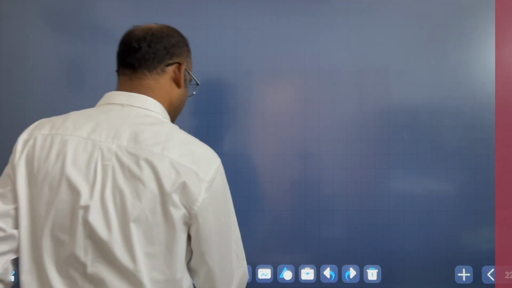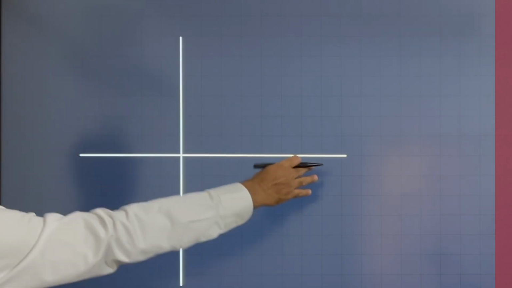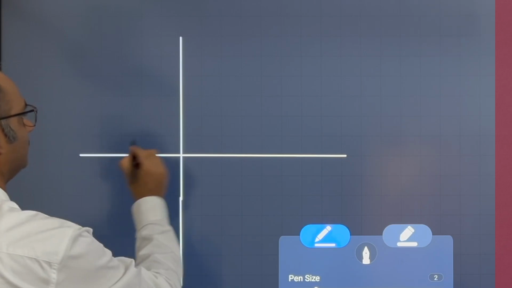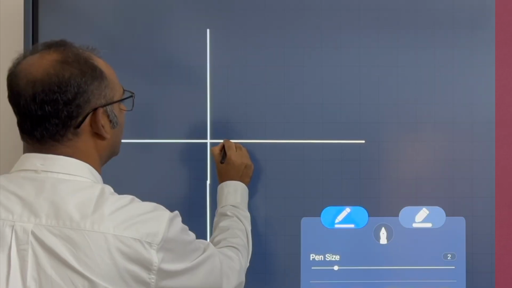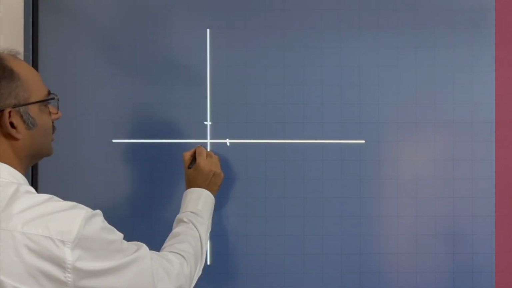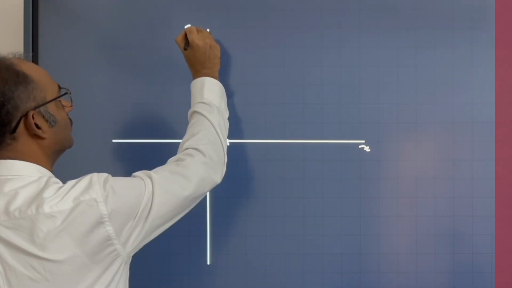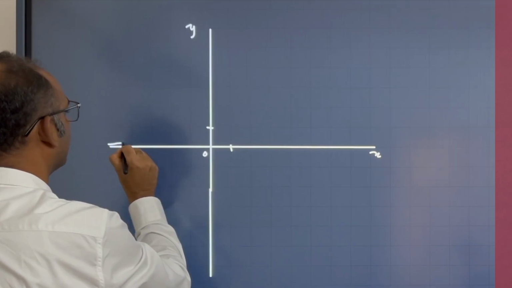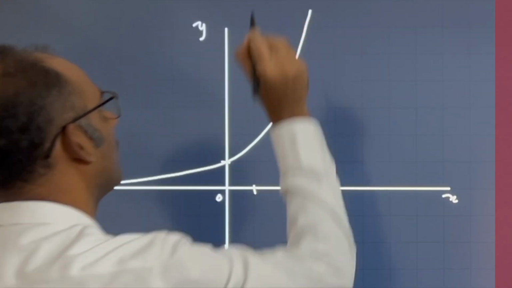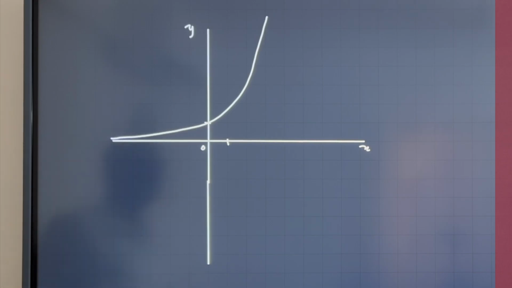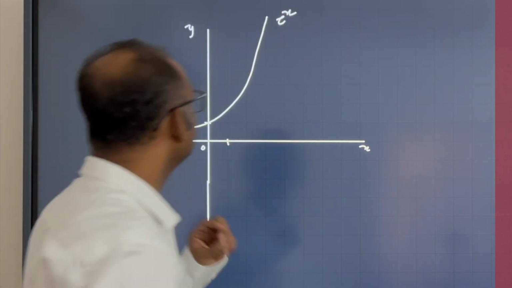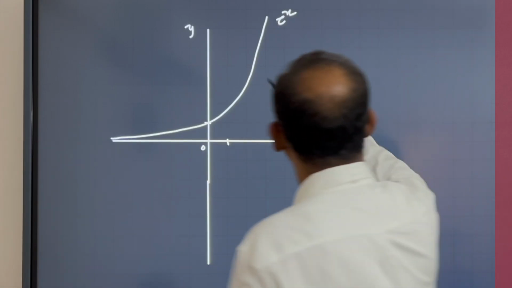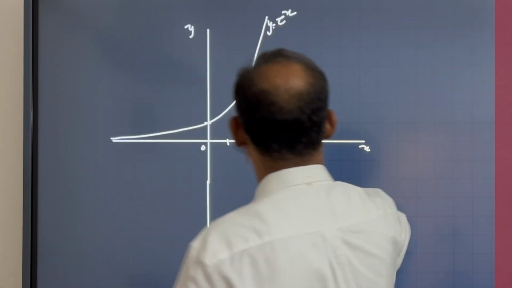Do you remember how e to the x looks? Okay, this is x, this is y. And you remember how the exponential function looks? At x equal to 0, what is e to the x? 1. So this is 1. This is 0, this is x, this is y, and I am plotting y equal to e to the x. Okay, something of that sort. So this is e to the x. Now, pay attention. This is y equal to e to the x, okay?